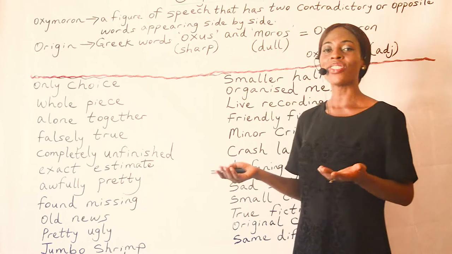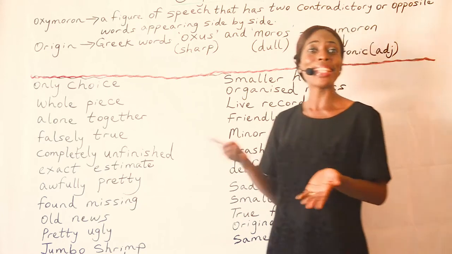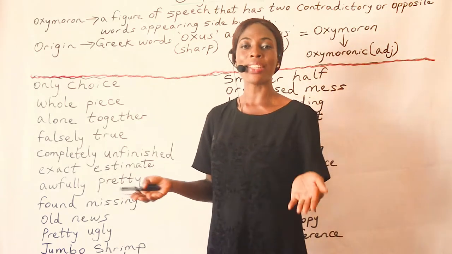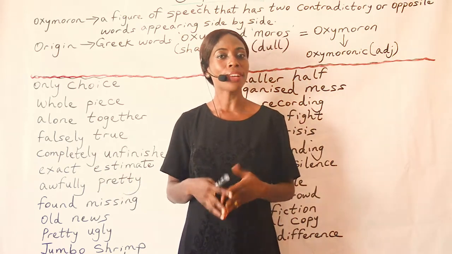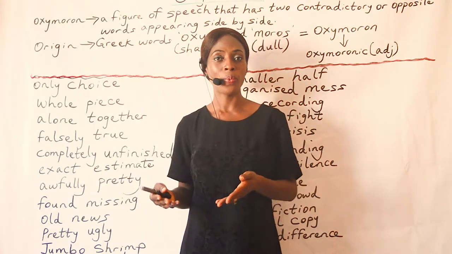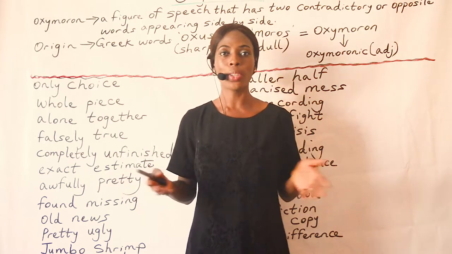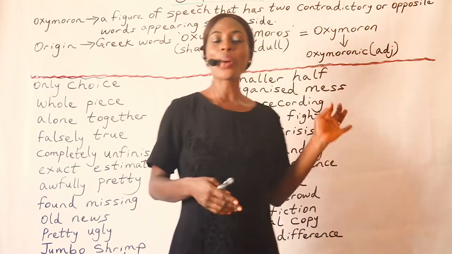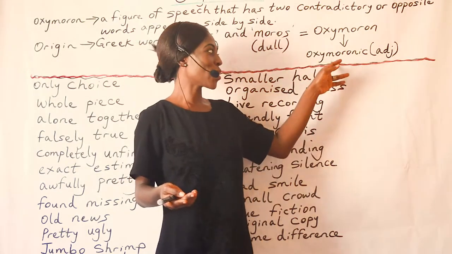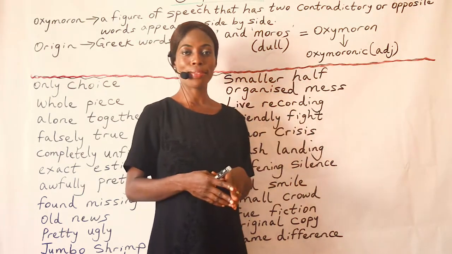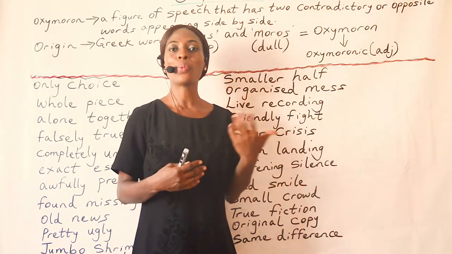possible? If you have a sharp knife, you can't have the knife again as dull. You can't have a knife and say, oh, this knife is sharp, dull. Is it possible? No. A knife can either be sharp or dull, not sharp, dull. You can't have that. So the word oxymoron is itself oxymoronic. Oxymoronic is an adjective. You're qualifying the word.